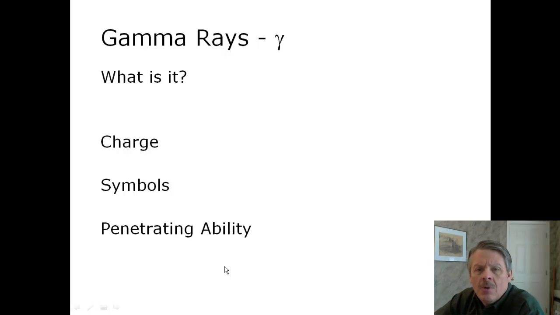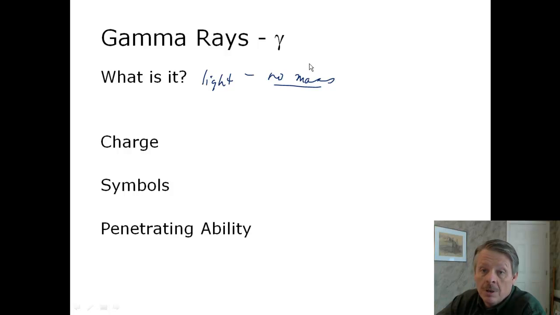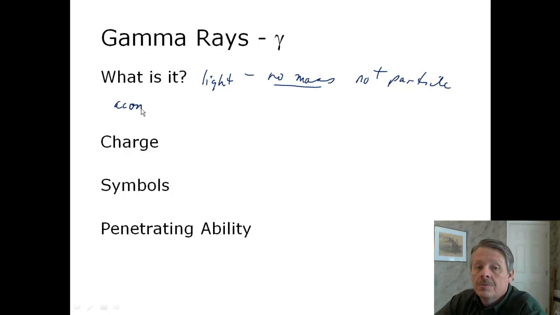And now we have gamma rays. Well, gamma rays are completely different because gamma rays, what is it? It's light. It has no mass. No mass at all. Unlike an electron, which has some, and a proton, which has a lot, light has no mass whatsoever. It is not a particle. Not a particle. And it often accompanies, 2 C's, P-A-N-I-E-S, accompanies alpha radiation and beta radiation. So it's often with it.